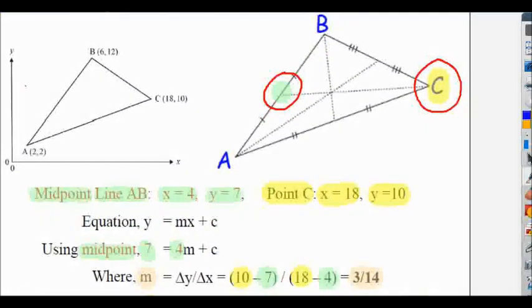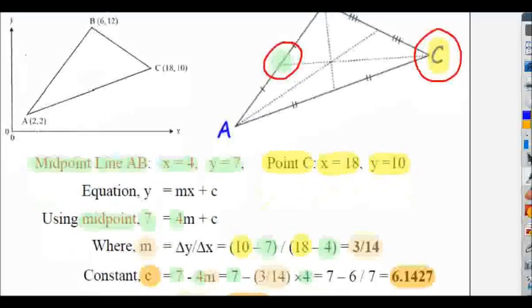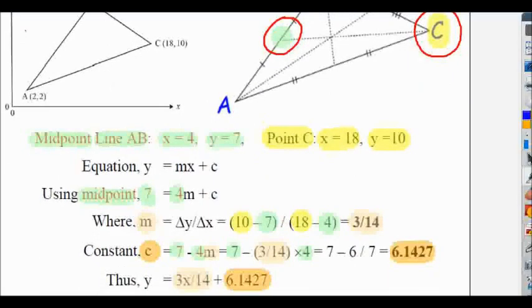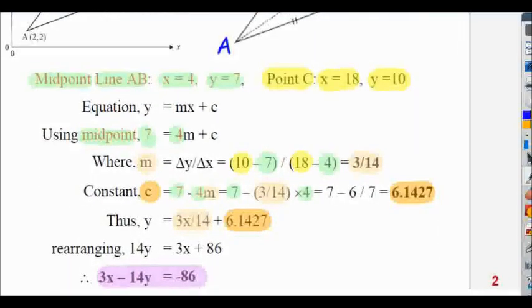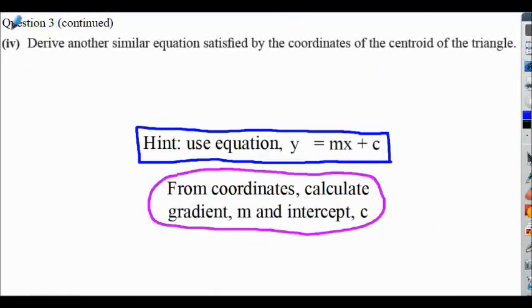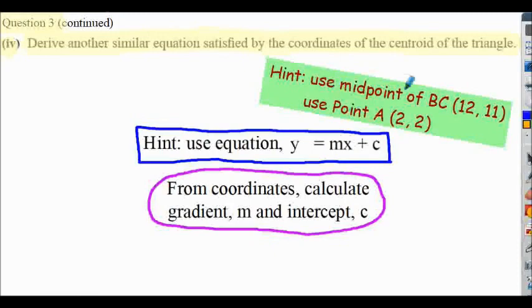Calculate the gradient m, calculate the constant c, and then rearrange for the final solution. And question 3, part 4, very similar approach. Here we're asked to derive a similar equation satisfied by the coordinates of the centroid of the triangle. Almost the same approach as for part 3. Here's a hint to use the midpoint of BC, coordinates 12, 11, and the coordinates of point A, 2, 2. Full solution shown on the following slide.